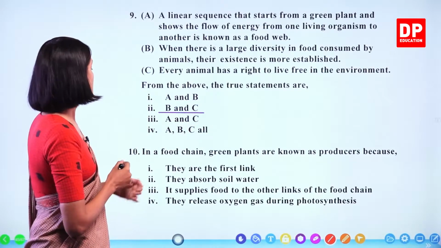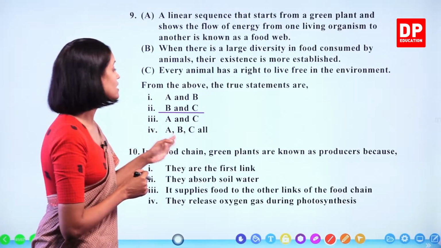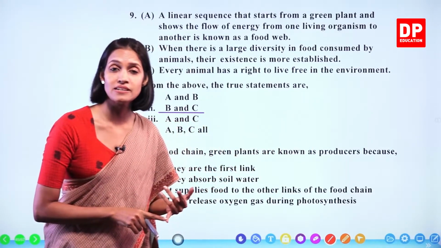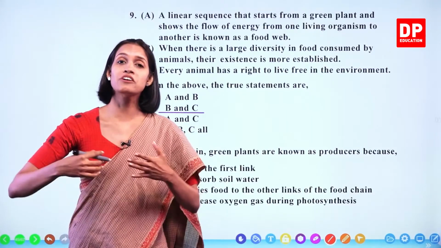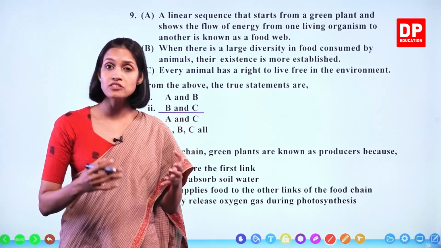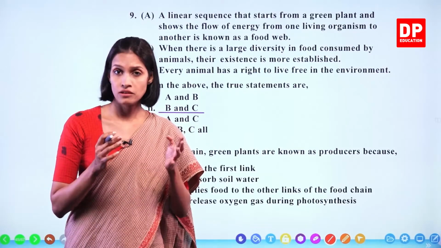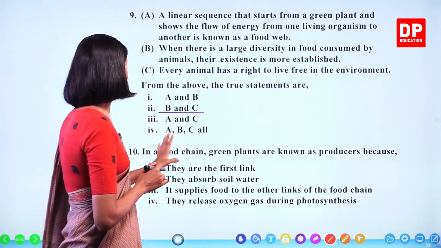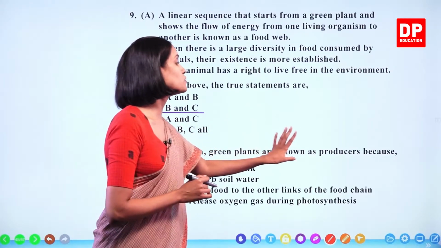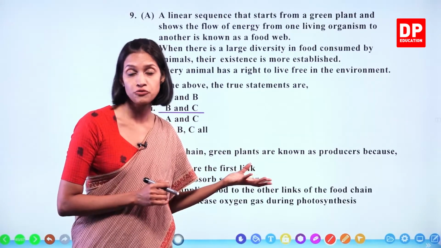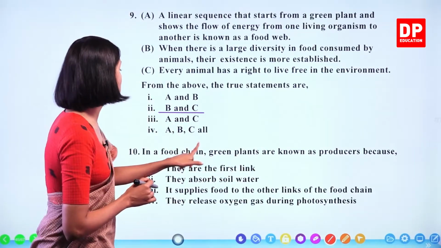Number 10. In a food chain, green plants are known as producers because what is the reason? In a food chain, to provide food for all the other links, the first link has to produce food by itself. Okay, children? So, in a food chain, green plants are known as producers because they can do photosynthesis and produce their own food.